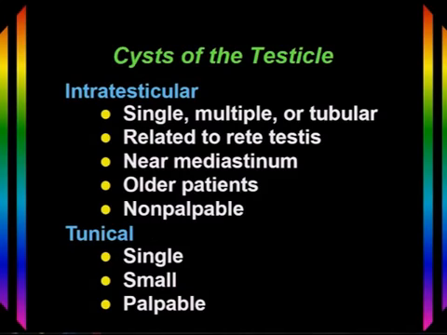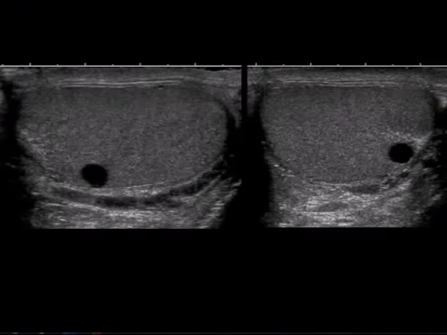Cysts in the testicle are uncommon but can be seen. They may be single or multiple, or they may be tubular, which is the result of a dilated rete testis. Most cysts are located near the mediastinum. They do tend to occur in older patients, and most of the intratesticular cysts are non-palpable. That's as opposed to the tunical cysts, which are on the surface of the testicle, which can be quite small but still palpable.